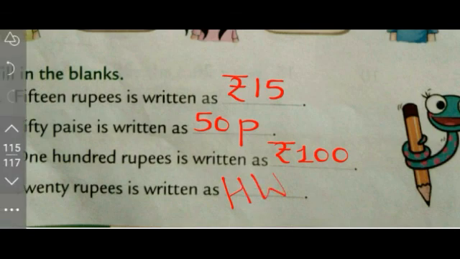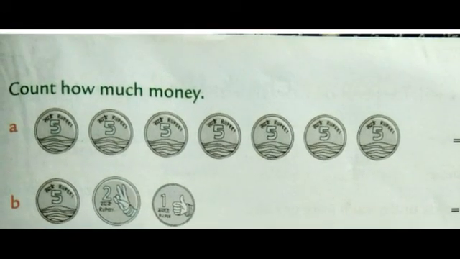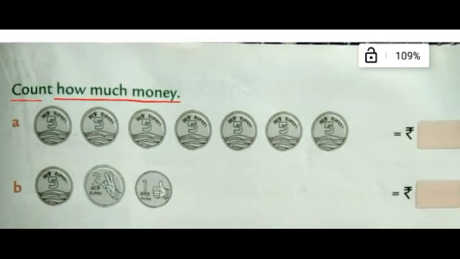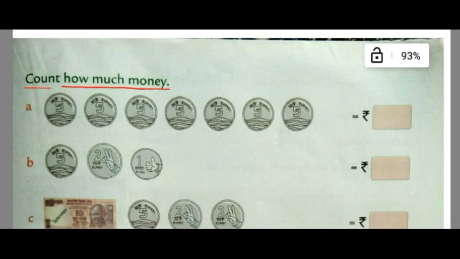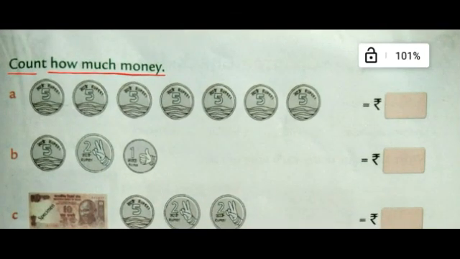Now, moving on to the last page of this chapter and the heading is count how much money. So here we need to count how much money. Total amount we need to find out. Okay, so we will do step by step.